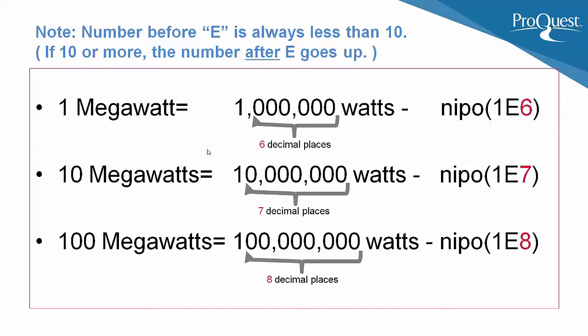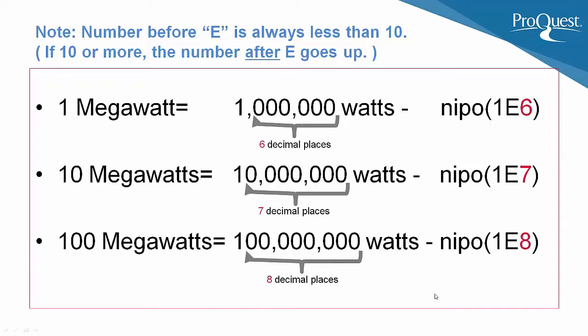Let's start with the example of 1 megawatt. A megawatt is 1,000,000 watts. So that's a 1 plus 6 zeros, 6 decimal places after the 1. And so the way that you would format that is the field would be NIPO for power, and then it's 1E6 because of the 6 decimal places. So if we were searching instead for 10 megawatts, that would be the 1 plus 7 decimal places, 1E7. 100 megawatts, you can see here, it's 8 decimal places after the 1. So you would search for 1E8.